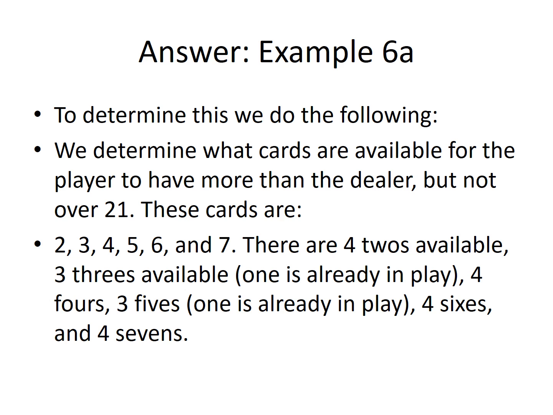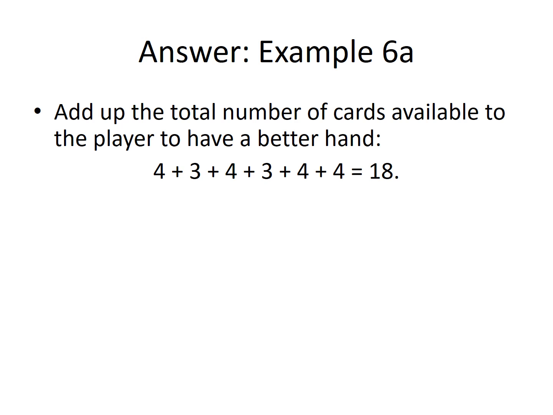And these cards are as follows: 2, 3, 4, 5, 6, and 7. There are 4 2s available. There are 3 3s available. Remember, 1 was already in play. There are 4 4s available, 3 5s, 1 again is already in play, 4 6s, and 4 7s. These are the cards that are available for the player to receive, to be over the dealer's hand. Add up the total number of cards available to the player to have a better hand. And when you add up the total number of these cards, you get 18.